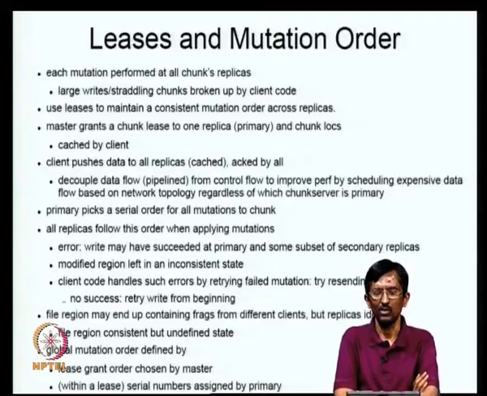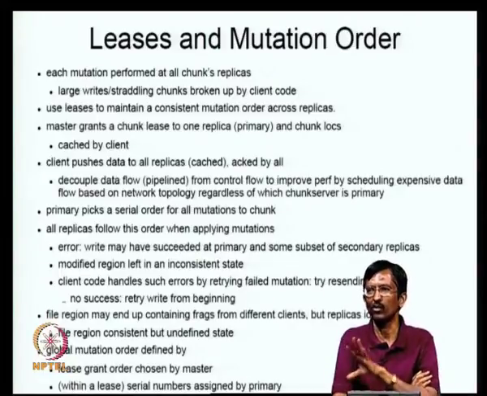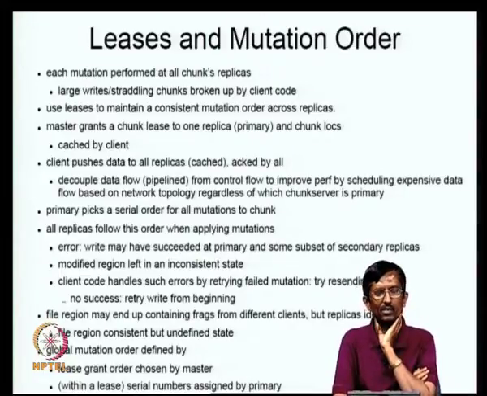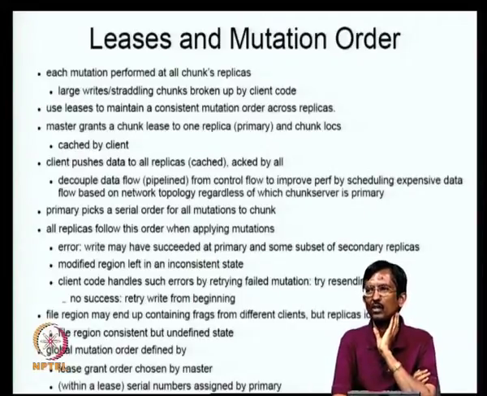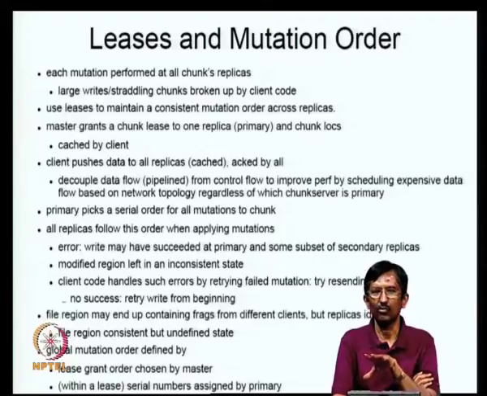So, the idea is that there is a control flow. Control basically tells you in which order something has to be updated. But there is also a data flow, which tells you how to move these 64 megabytes or whatever amount of information across the network. If you are doing big writes, you have to make sure that your network is used in the best possible way. And the idea is that the topology of the updates should be determined independently from who is the primary.